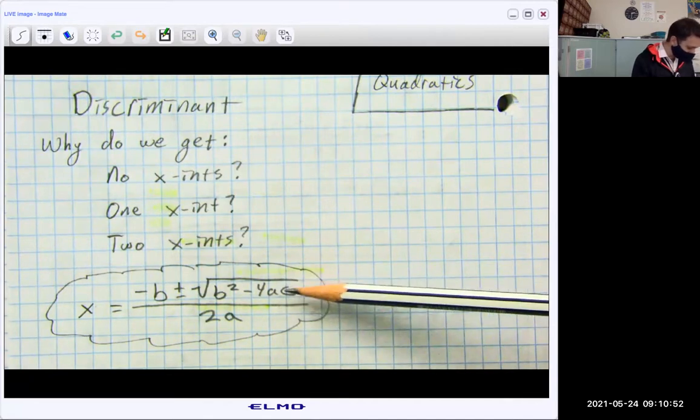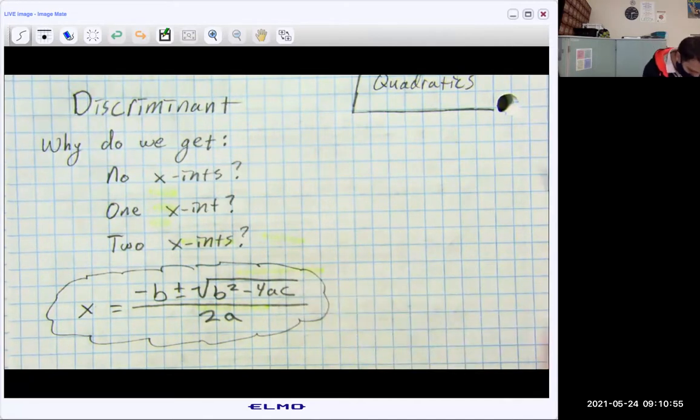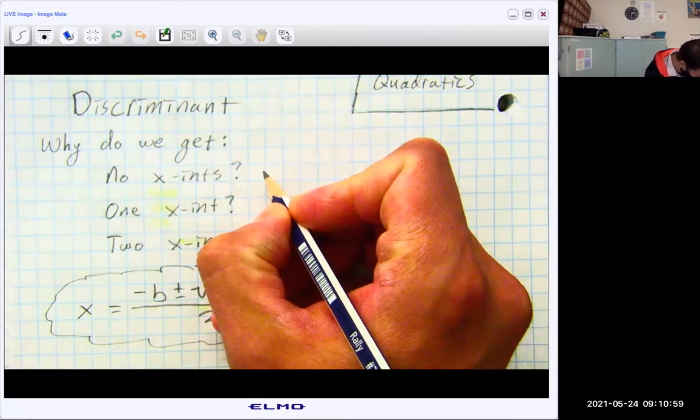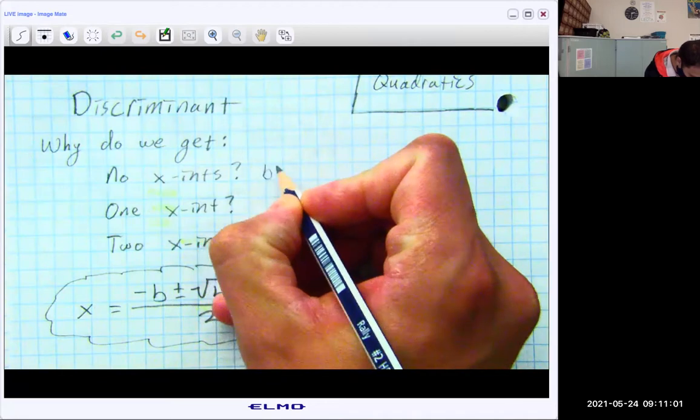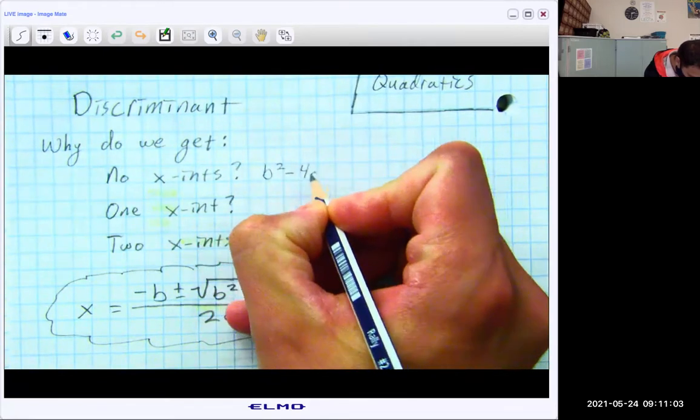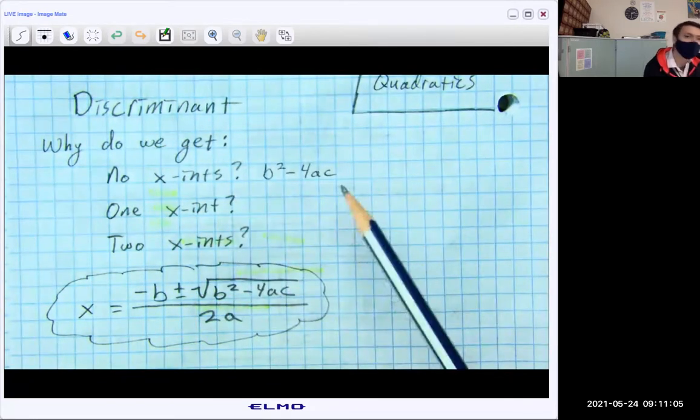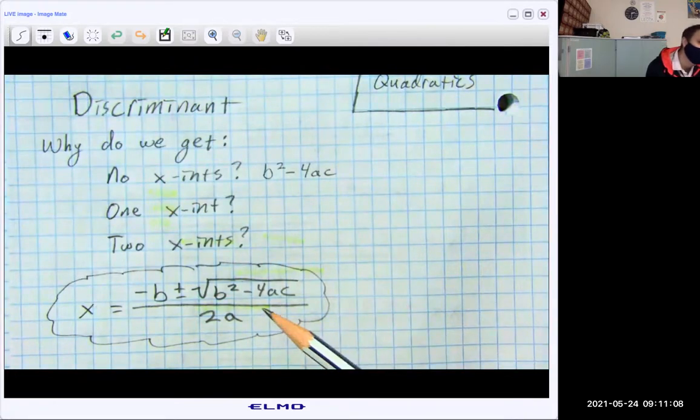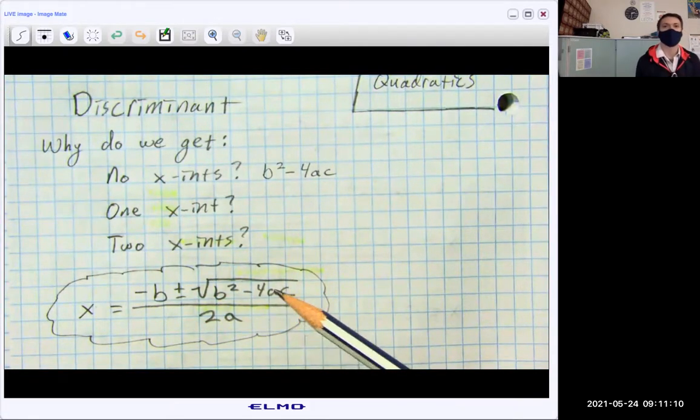So the discriminant is this. I'm going to write it over here: b squared minus 4ac. The discriminant is the piece of the quadratic formula that's underneath the square root.